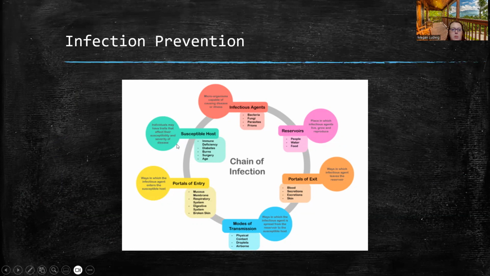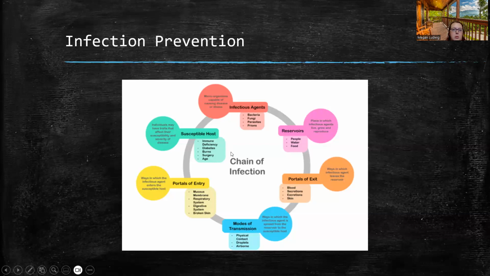Maybe you don't even get an infection. Your immune system is strong, right? A lot of our patients, if they're in the hospital, typically their immune system may already be lower. Their body is fighting something else off, so we don't want to make it even harder on them. So maybe they have a lower immune response or immune deficiency. Maybe they are diabetic. Diabetic patients have a harder time.